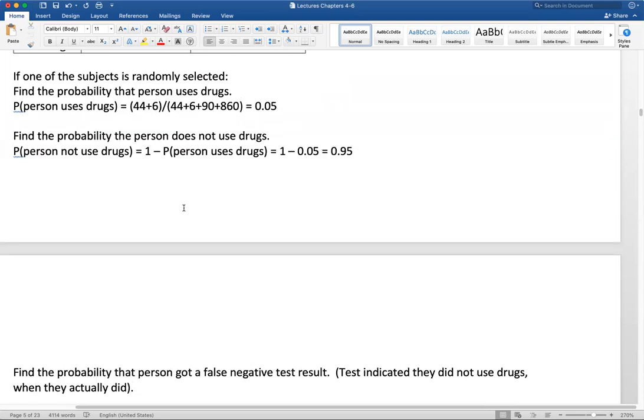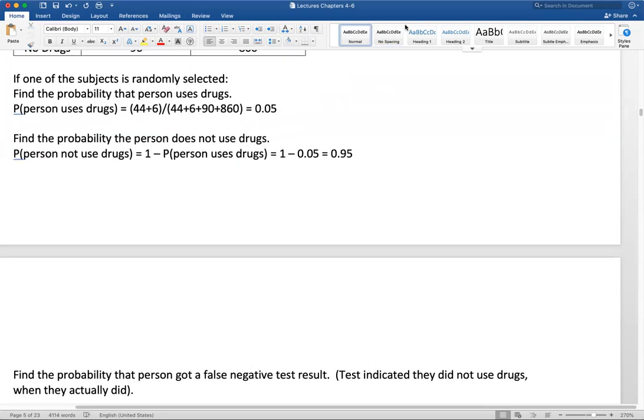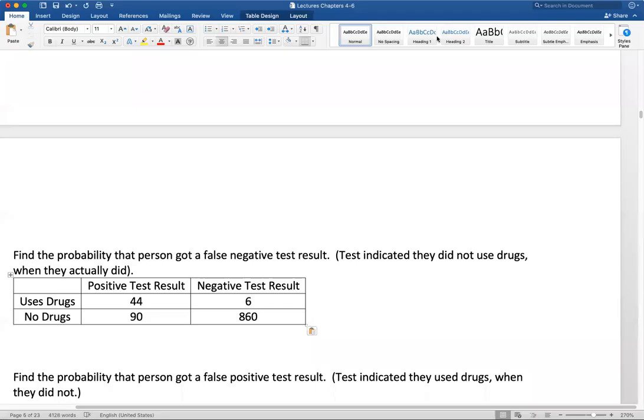Here I need to look at the numbers. Give me a second. All right, here. So you see that here, 6. This is the number of persons who actually use drugs but got a negative test result. So it means that the test indicated they did not use drugs, but actually they did. So that's 6, which means a first negative test result.